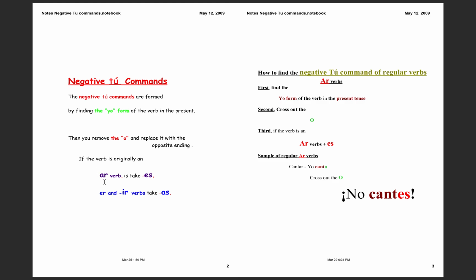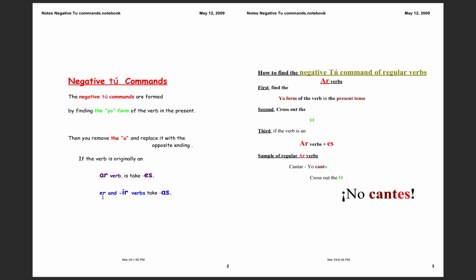That means if it's an AR verb, put an ES on it. Okay, remember that most of the time tú forms end in an S, except in the affirmative command form, for some reason they don't. Okay, but in the negative command form, they're going to end in an S. So you put the opposite ending. So if it's an AR verb, put an ES. Well, cantar is an AR verb. So I take canto, take off the O. That's what we're doing over here on this side. Okay, and then we add, since it's an AR verb, we're going to add ES. And then we're going to say no cantes. No cantes, don't sing. Okay?